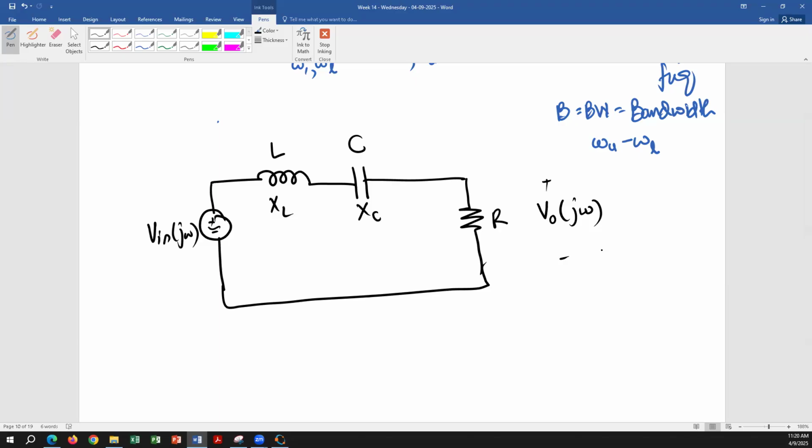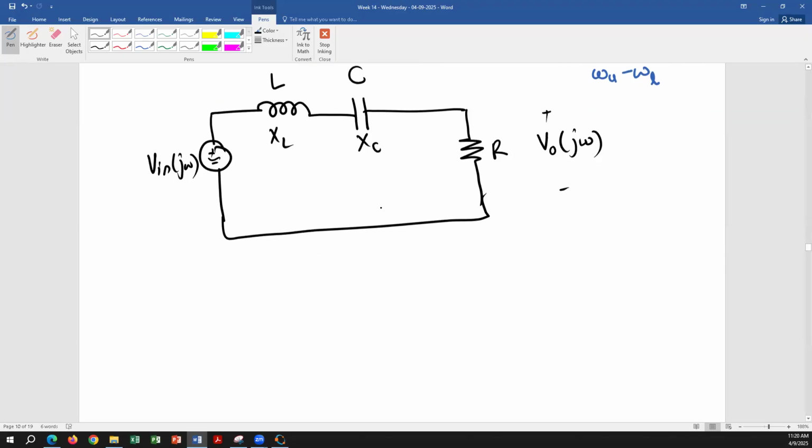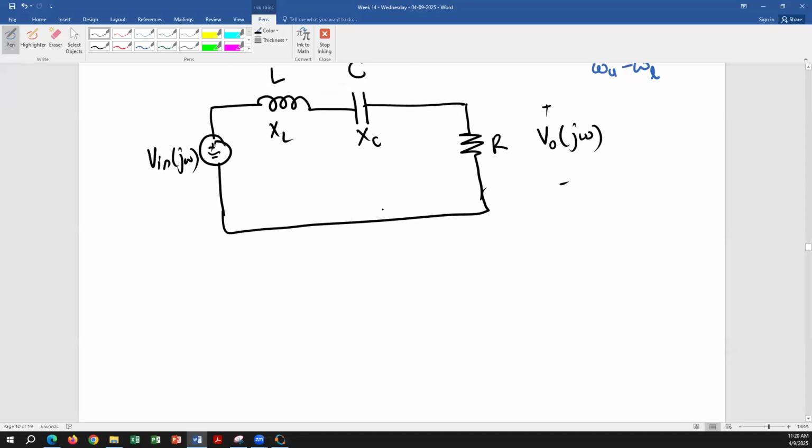You notice that components, depending on their orientation... But does the orientation of the capacitor matter? It doesn't matter. This would still be considered a pass band filter, a bandpass filter.